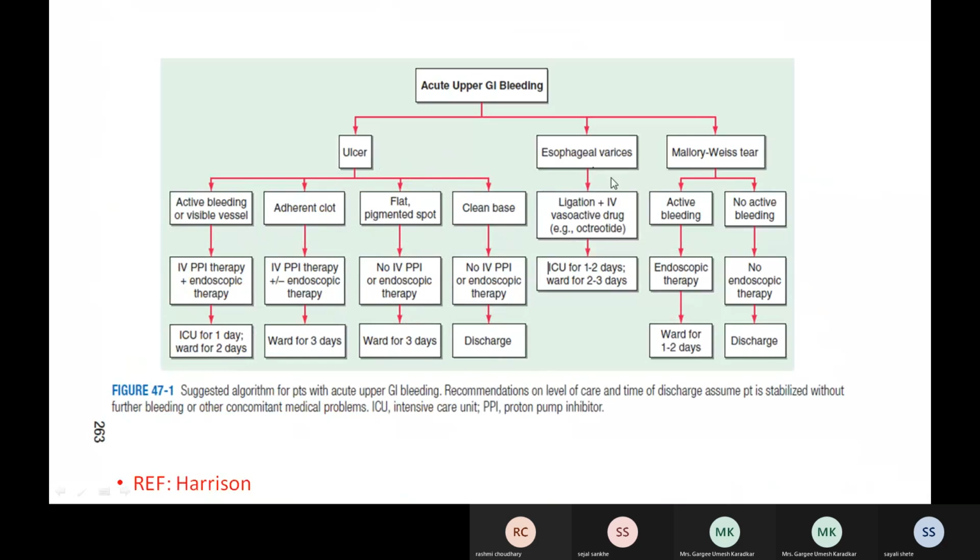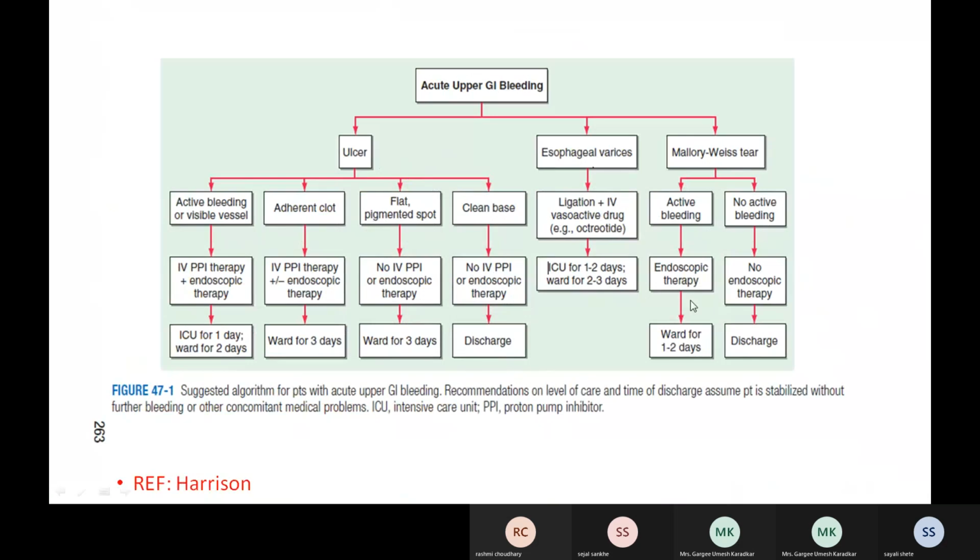If the patient has esophageal varices, then ligation of the varices will be done and they will be given a vasoactive drug. The drug of choice is octreotide. The patient will be in the ICU and then shifted to the ward. If there are gastric varices, then we have to find out whether there is active bleeding or no active bleeding. With active bleeding the patient will undergo endoscopic therapy, with no active bleeding, no endoscopic therapy. Either in the ward or the patient would get discharged. That is how the management can be done.